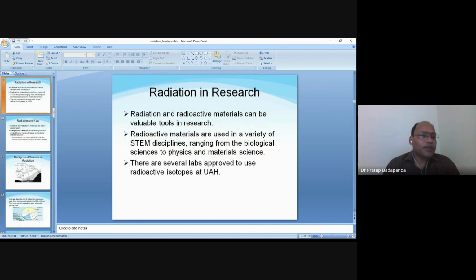Radiation in research. Radiation and radioactive materials can be valuable tools in research. Yes, and you will see the E equals MC² formula that was discovered by Einstein. On the basis of that formula, the atom bomb, you could say the nuclear bomb, was discovered. But there are lots of uses of these radiations for human betterment.